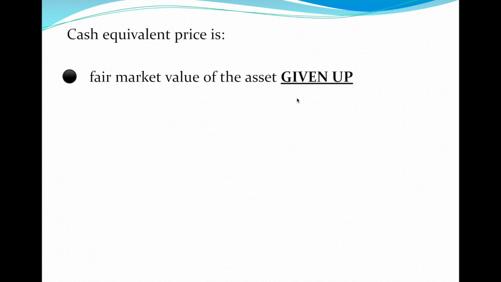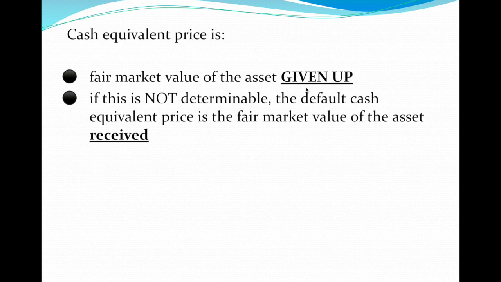But I'll say it one more time, when you're acquiring an asset and you're not acquiring it with cash, then you record the fair market value of the asset that you gave up, not the asset that you're getting. Now, if this is not determinable, so you can't figure out what the fair market value is, the default cash equivalent price is the fair market value of the asset received. So last-ditch effort, if you can't tell how much you gave up, then you tell how much you got.